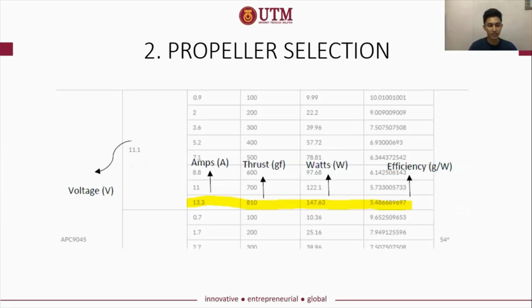So AP69045 stands for the length of the propeller, which is 9 inch, and the pitch is 4.5. So that's why the number is 9045. Okay, that's all from me.